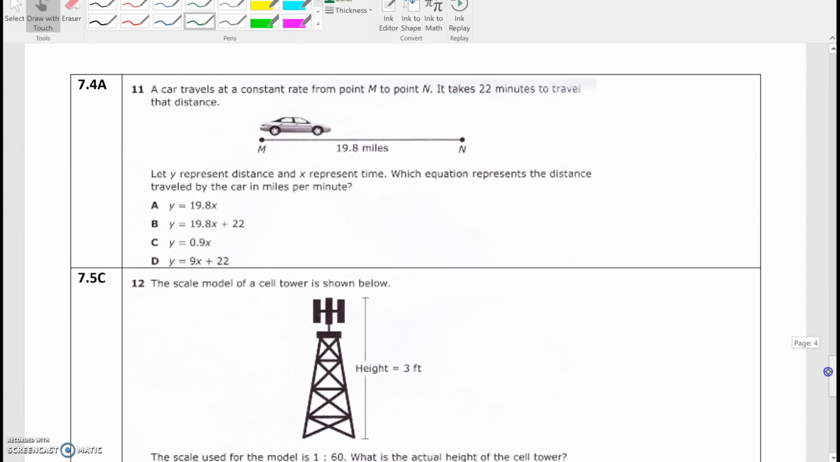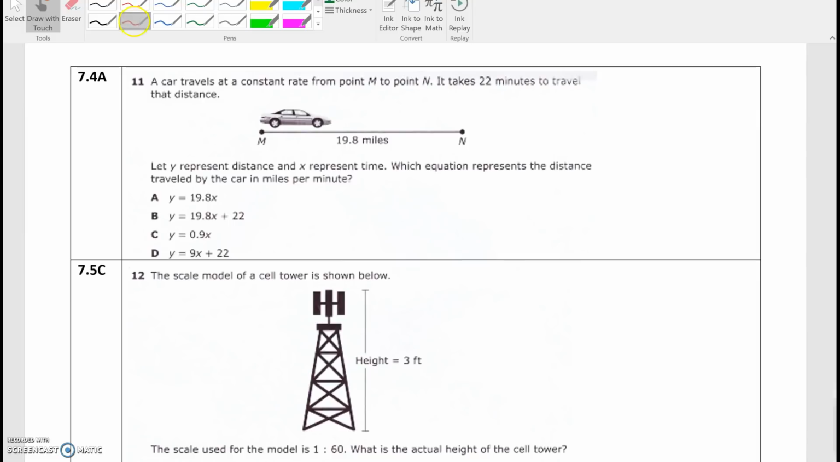Okay, now we're going to move on to number 11. Number 11 says a car travels at a constant rate from point M to N. It takes 22 minutes to travel that distance. Let y represent the distance and x represent time. Which equation best represents the distance traveled? We're talking about a constant rate. So constant is k equals y over x. And it's telling you y is the distance and x is the time. You guys should be able to figure that out from there.